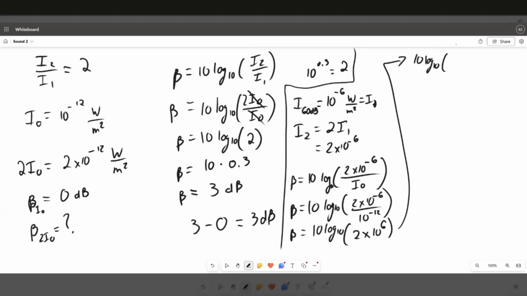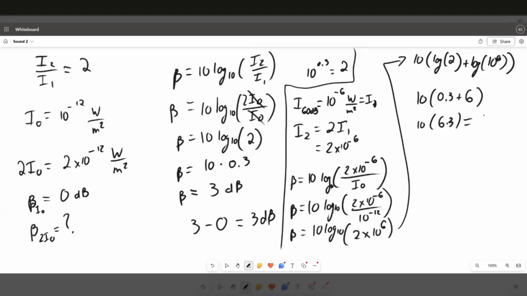and so one of the cool properties of logarithms is that I can split two things multiplied together inside of a logarithm by adding them together. So this is log of 2 plus log of 10 to the 6. So log of 2, we already said was 0.3. So we get 0.3 plus 10 to the 6 is 6. So this is 10 times 6.3. So that's 63 decibels.